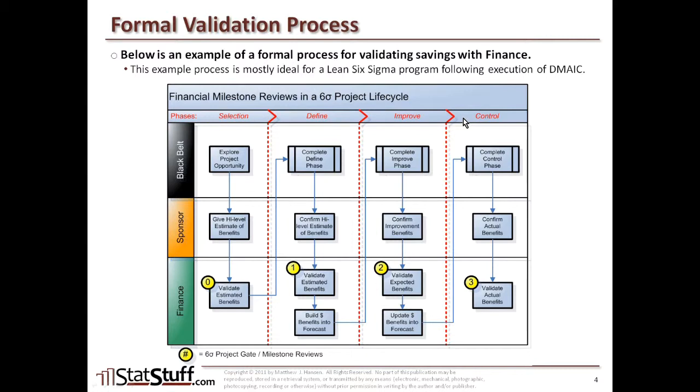Obviously skipping a couple steps or phases within DMAIC simply to show that at those other points it's not as necessary to validate with finance, but these are the points within a project that you might want to validate with finance. So it starts in the selection piece here, where you're exploring a project opportunity. Then you're trying to get the high-level estimate of benefits with your sponsor, and you want to validate with finance. That represents maybe the first gate of approval with the finance group.